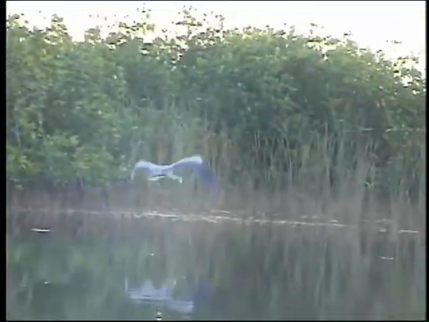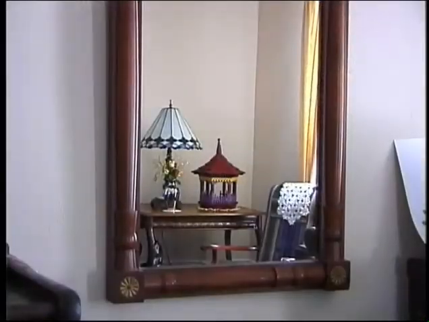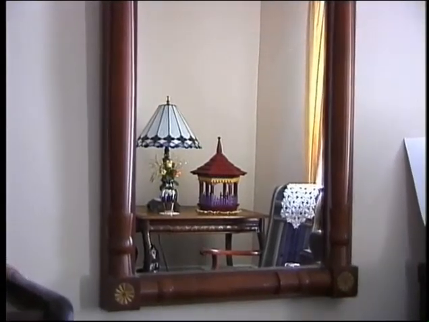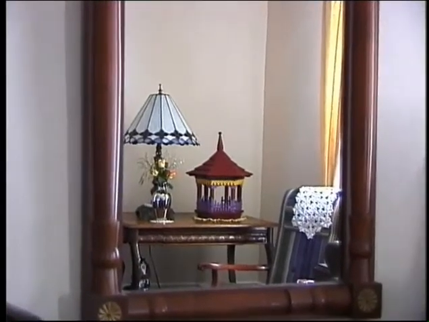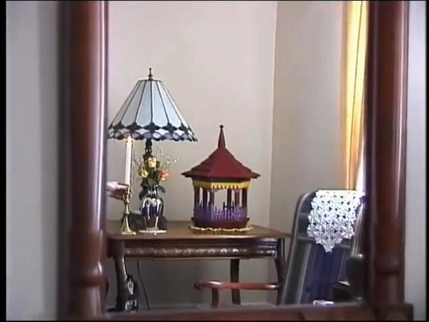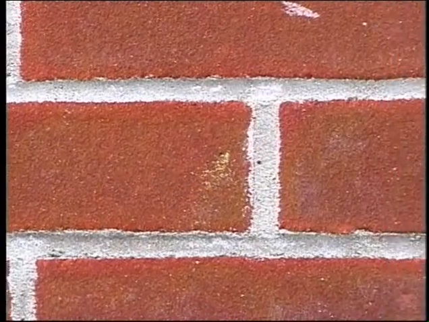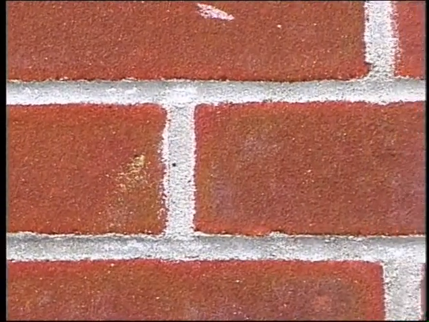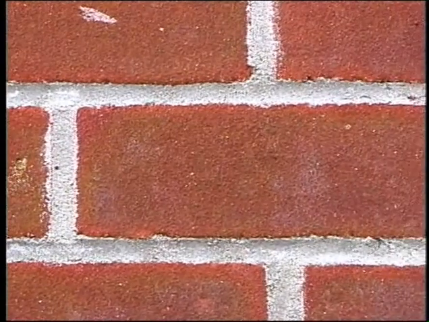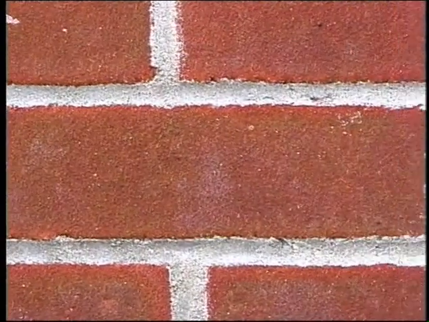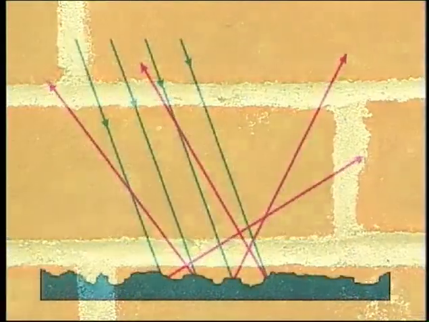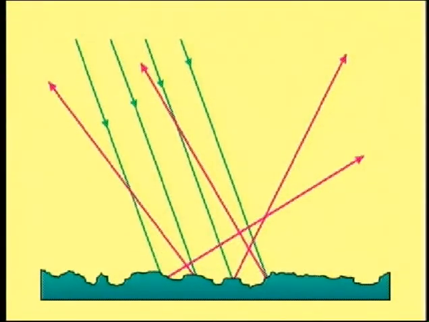Light, however, does not always reflect regularly, as we've just seen. Regular reflection only occurs on very smooth surfaces, such as mirrors. In most cases, a type of reflection called diffuse reflection occurs. Most objects have an irregular surface. This brick wall, for example, when viewed closely, has many bumps and pits. When light strikes surfaces like these, it's scattered irregularly.